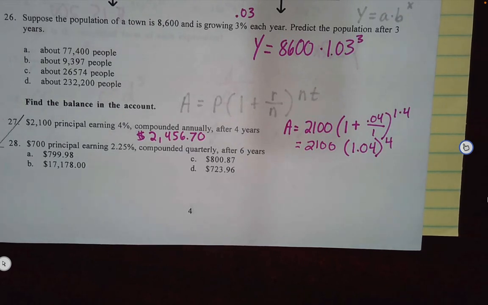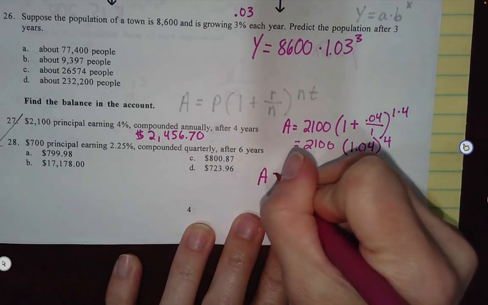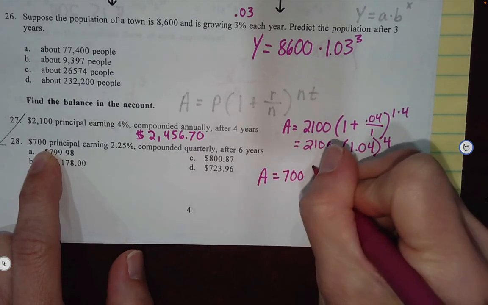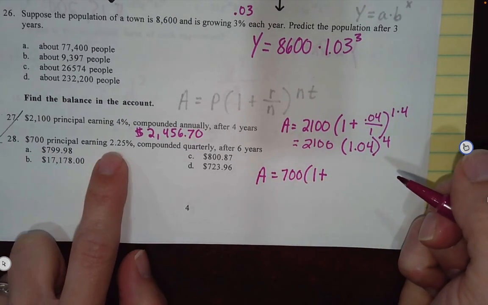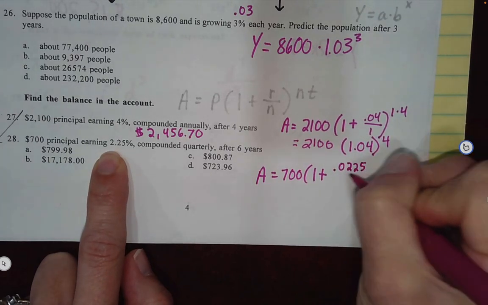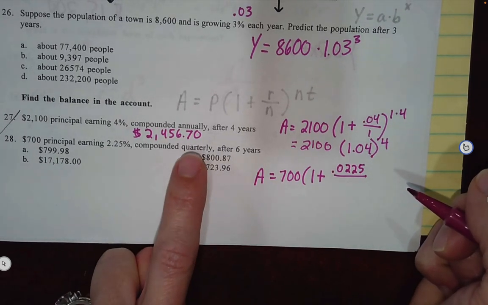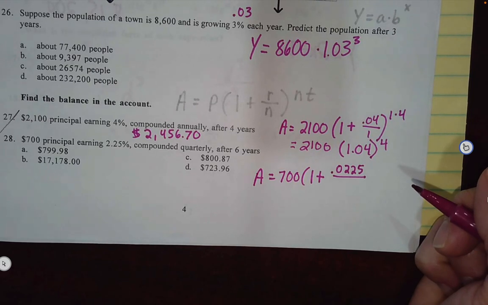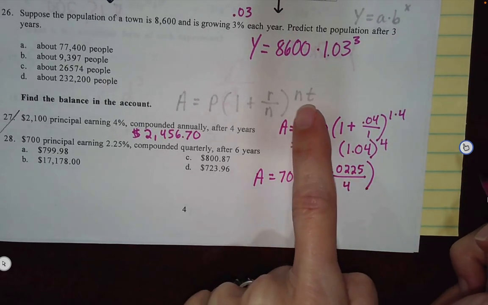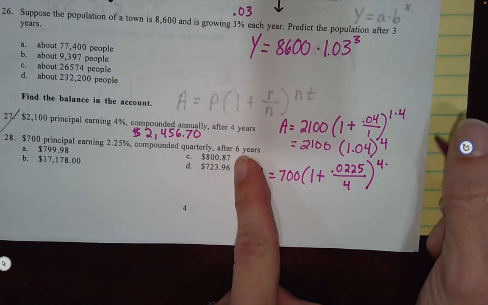Okay, last one. All right, we're going to use this compounded quarterly. So what's my starting amount on this one? 700 times 1 plus, what's my rate? 0.0225. How many times a year? 6. No, well, it's after 6 years, but quarterly is how many? How many quarters in a dollar? 4. Quarterly is 4. And then I'm just following this formula right here, times 4, to the 4 times t, and t is 6.